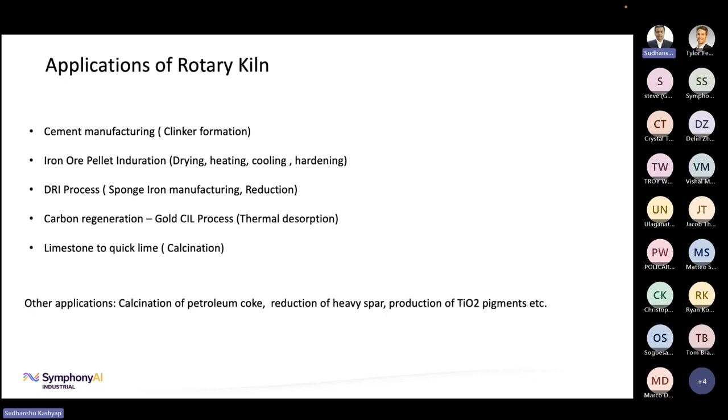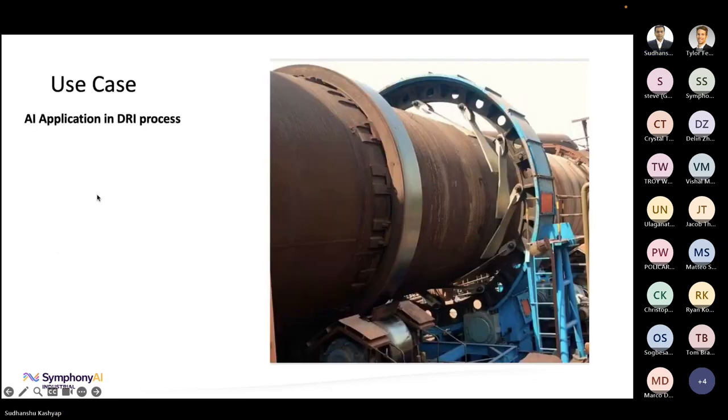There are more which we know, and we'll be covering two out of them, one from cement manufacturing and another for the DRI process. So let's get started with our first use case, the AI application in the direct reduced iron process. And as you can see here, we have a rotary kiln in the DRI process.